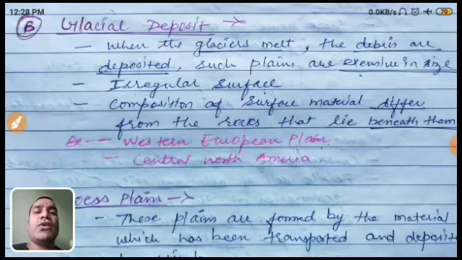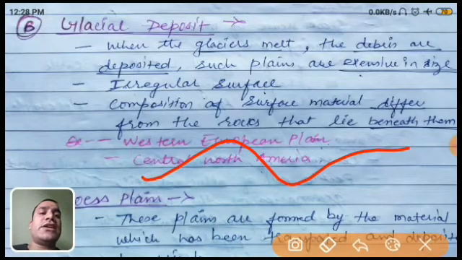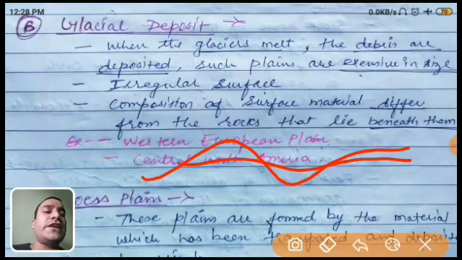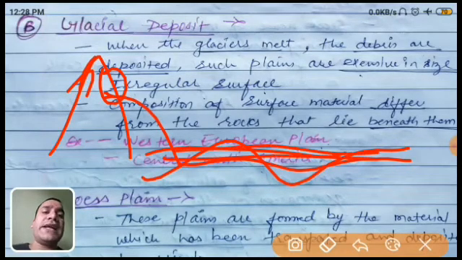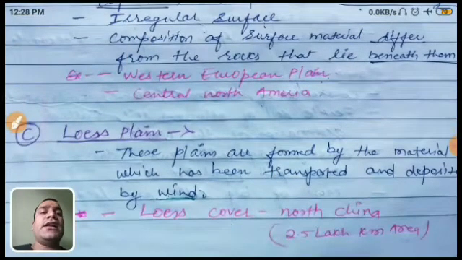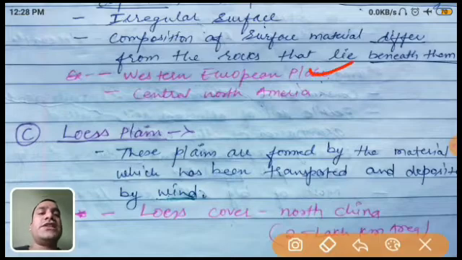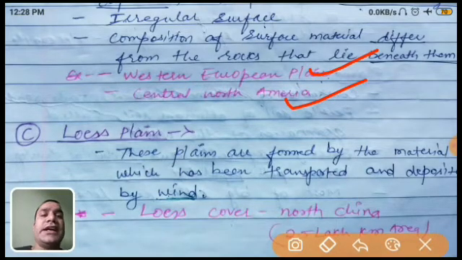Irregular surface, why? Because it is in debris form, that's why the surface is not completely flat but irregular. Composition of surface material differs from the rocks that lie beneath. What kind of rocks are present in that mountain, the surface or the plain is according to it. Examples are Western Europe plain and Central Northern America. These two are the examples of it.